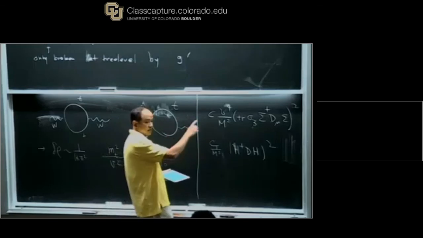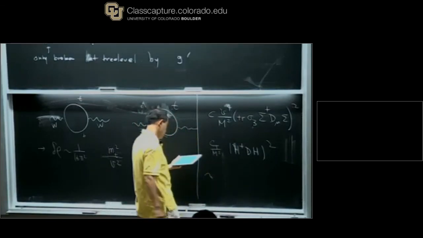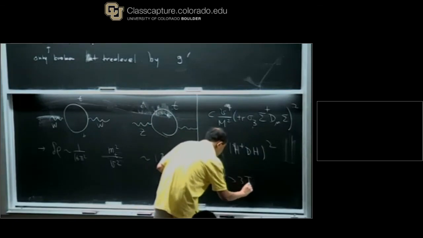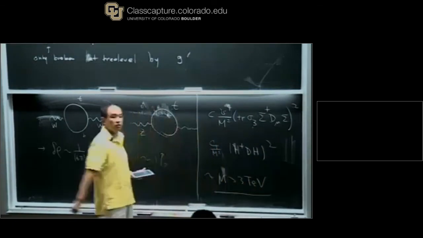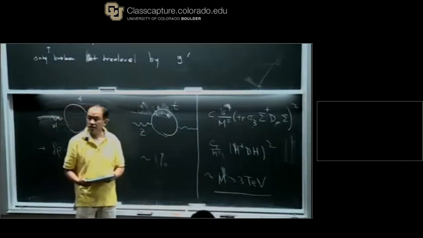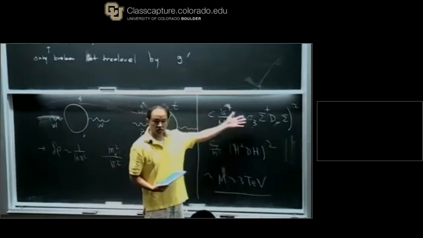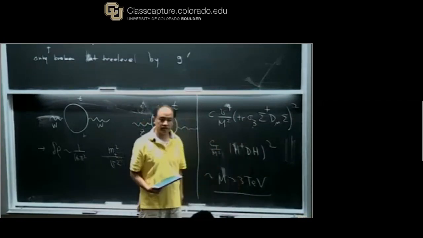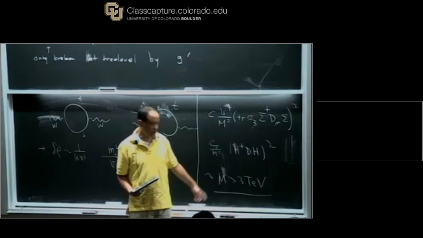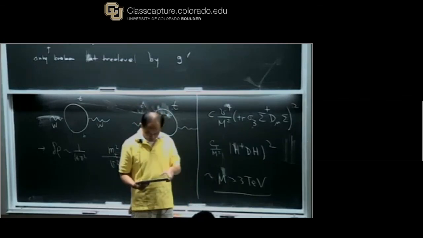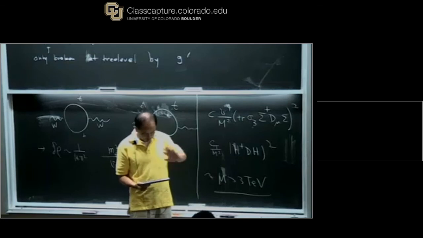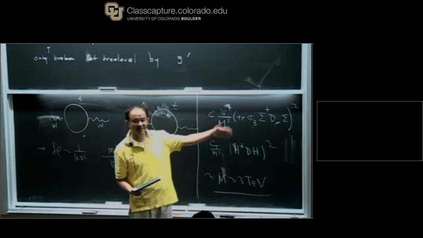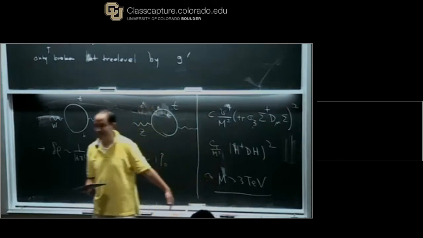The tests that we have run more or less say that M needs to be greater than 3 TeV. So anything you write that violates custodial symmetry, when you integrate those things out, you will generate these operators, and those things have to be heavier than 3 TeV. So I think this finishes what I wanted to say about the standard model. Next time we'll go on to beyond the standard model.